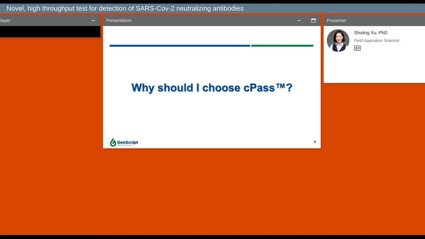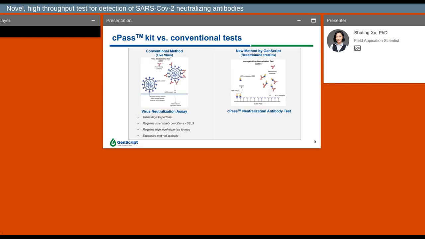So you can see this mechanism of the cPass kit is quite easy. So why should I choose cPass? What's so special about this kit? As you know, before the cPass kit, there were other ways to determine the neutralizing antibody within the samples.